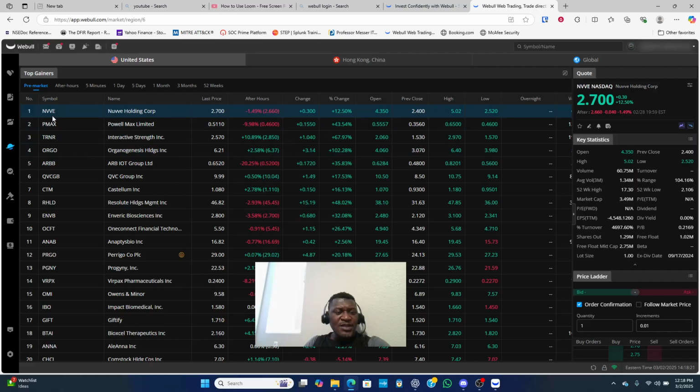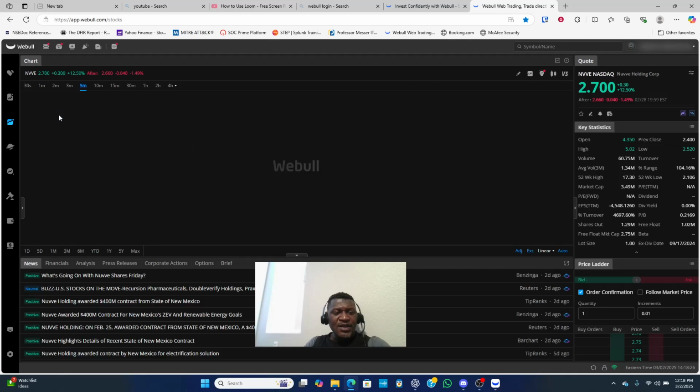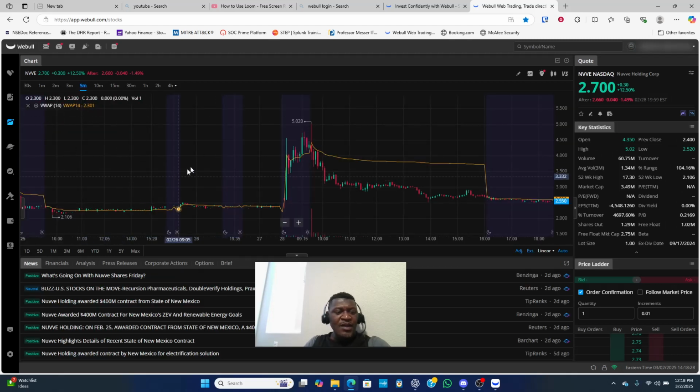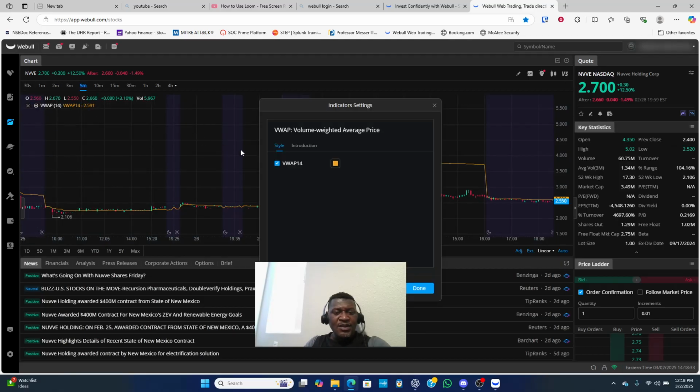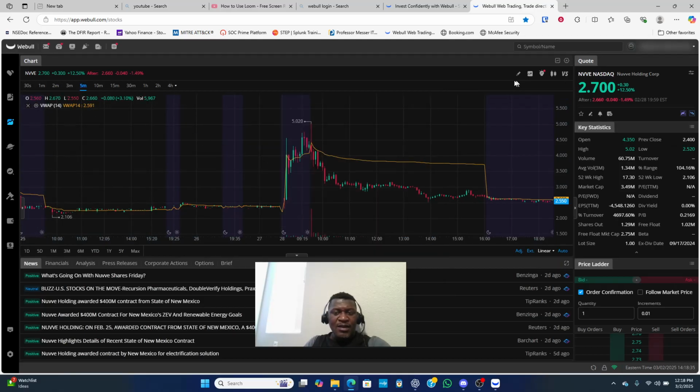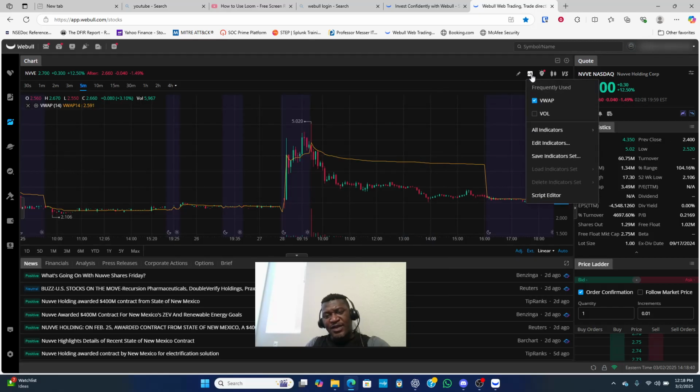Then let's go and see the chart and see where we can find it. If I double click on it, it will pull up the chart for me. The only indicator I have here is just a VWAP. That's the only indicator I have here. On the platform, you can pick up the indicators right from here, and these are the most used indicators. So let's see if we have any indicator that I love more than this.